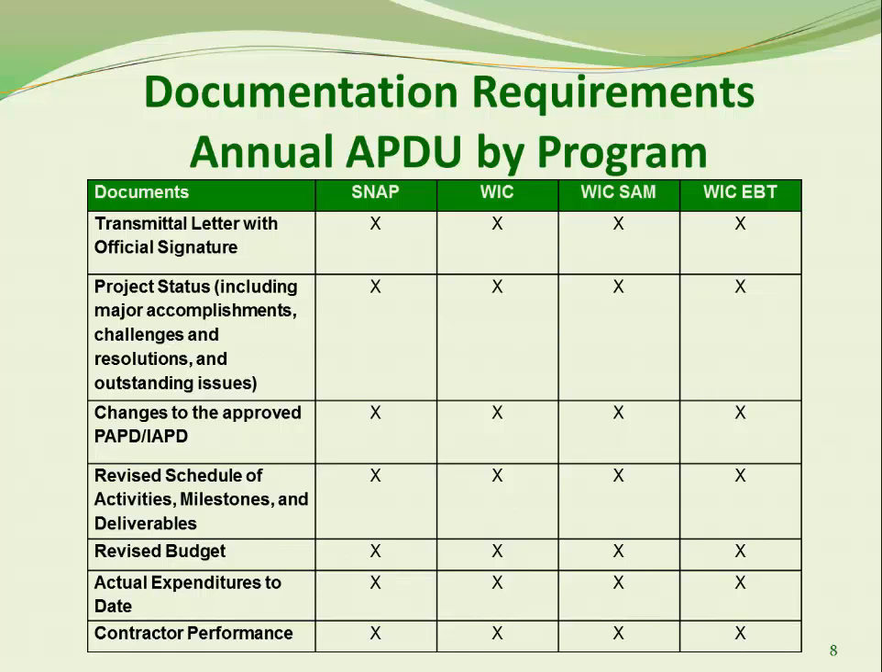Documentation requirements start with a transmittal letter with an official signature from someone that has authority to commit state resources to the project. An update on the project status, such as the major accomplishments, challenges, resolutions, and outstanding issues. It must also provide us with the changes to the approved PAPD or IAPD. The update must report changes to the approved APD, such as project scope or requirements changes. Examples might include increases or decreases in the schedule, or the addition or deletion of activities or deliverables.